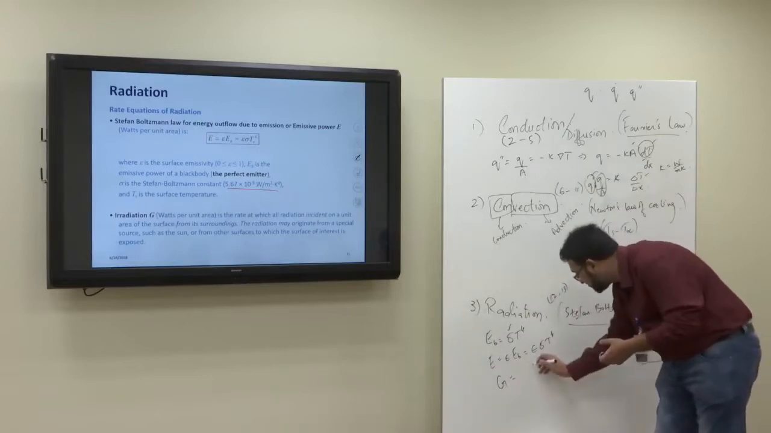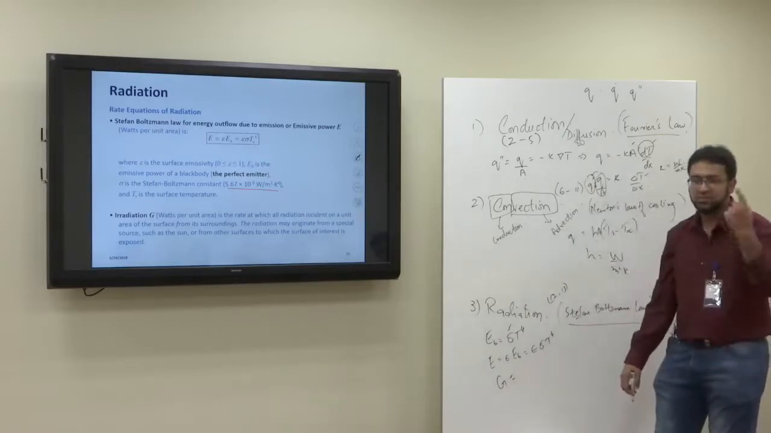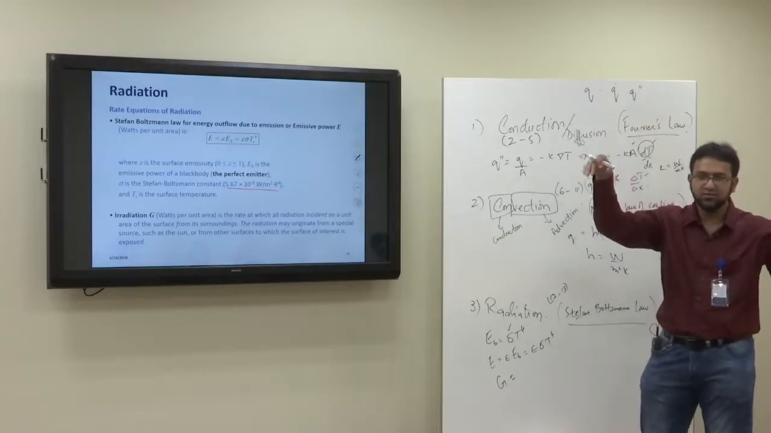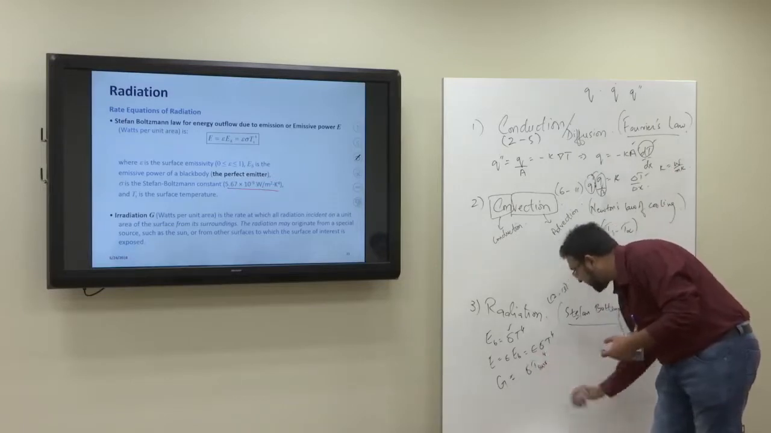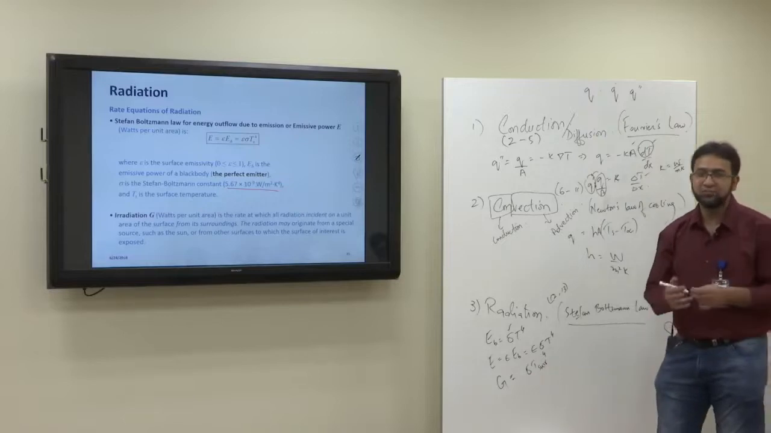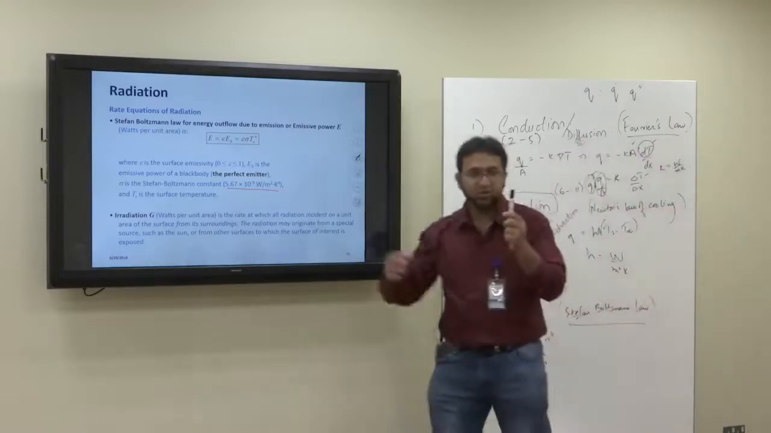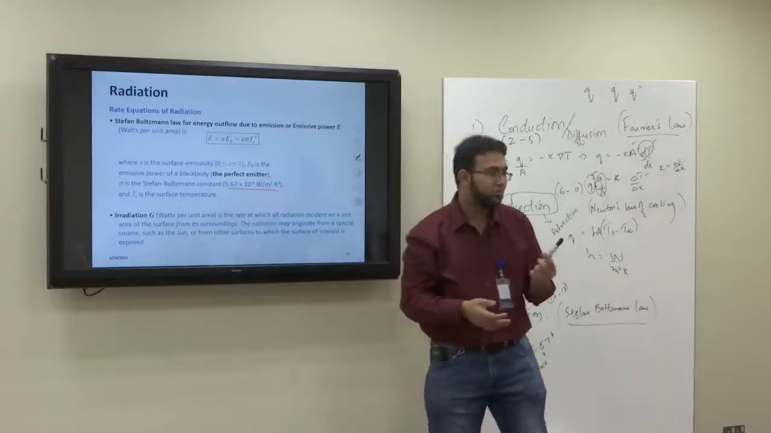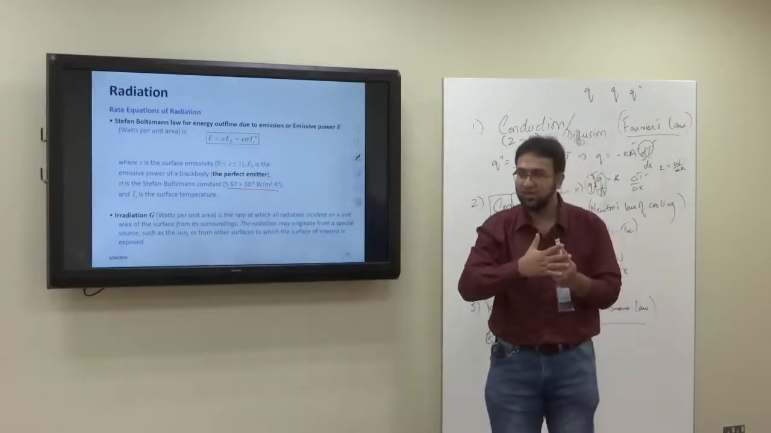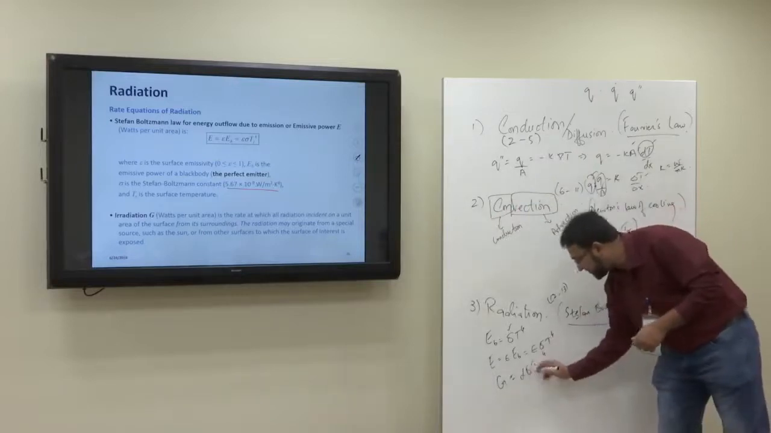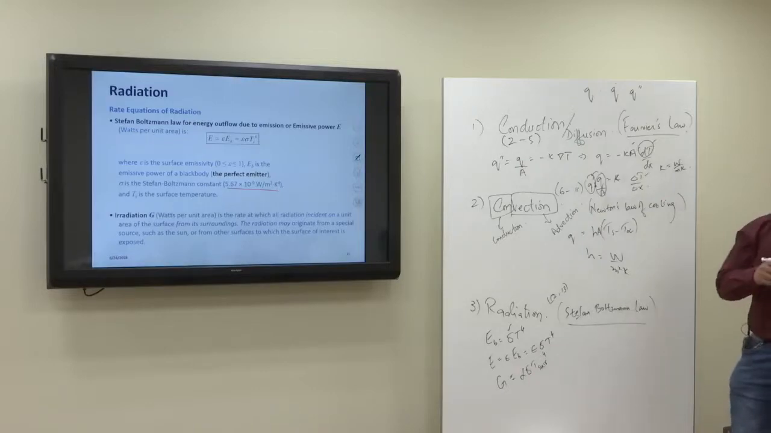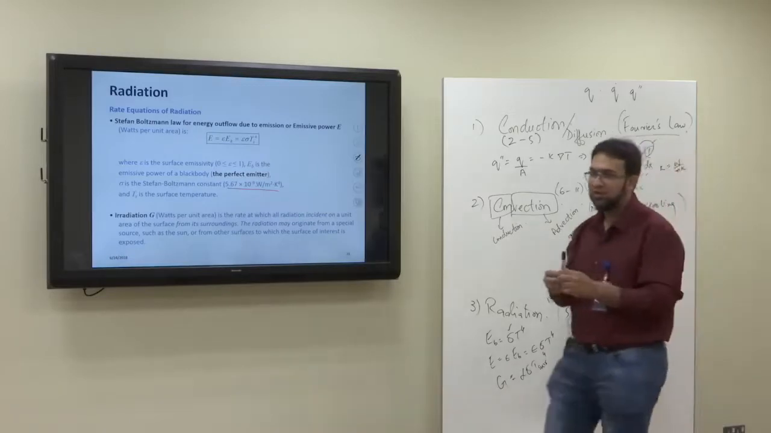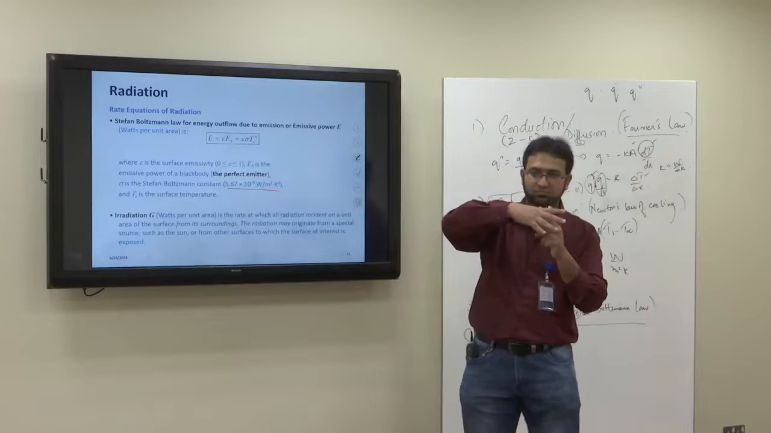So G is equal to, again it depends upon the emission of the surrounding. So if the emission of the surrounding is sigma T surrounding power 4, okay, and then you define absorptivity. An ideal body absorbs everything, but an actual body cannot absorb everything. So it will have an absorptivity alpha. And the amount of heat transfer will be the difference between emission and absorption. Amount of heat transfer Q will be emission minus absorption.